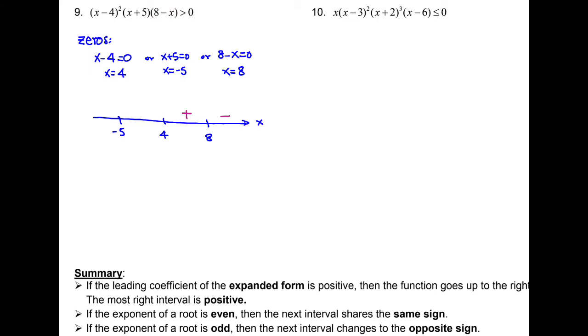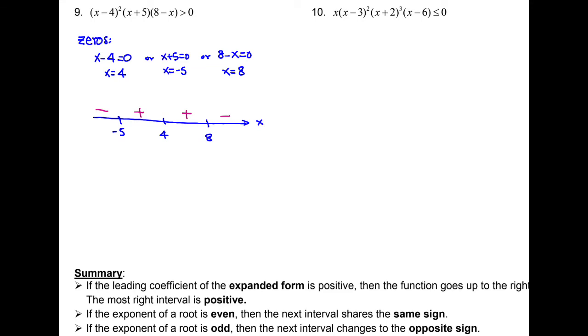Next one, we let x equal to 0 to find out the positive and negative sign. So substitute into the function, that's positive, that's a positive, that's also a positive. So the outcome will be positive. The last interval, we're going to say x equals -10. Substitute into the function, we get positive times negative times positive, so the outcome will be negative.